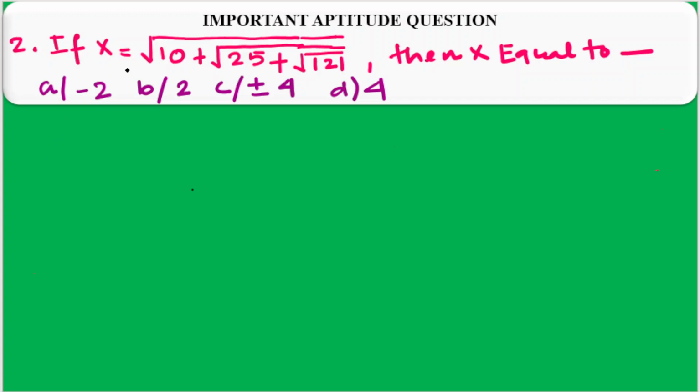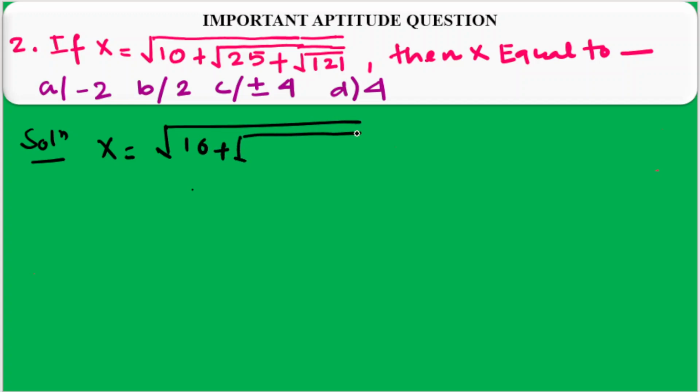Second question is if x equal to square root of 10 plus square root of 25 plus square root of 121, then what is the value of x? Let's start the solution. Question is given as x equal to square root of 10 plus square root of 25 plus square root of 121.